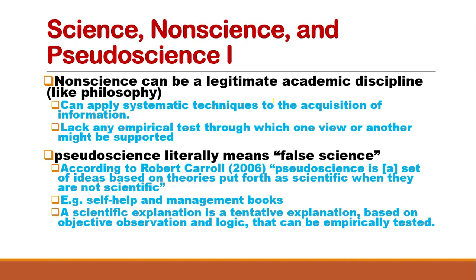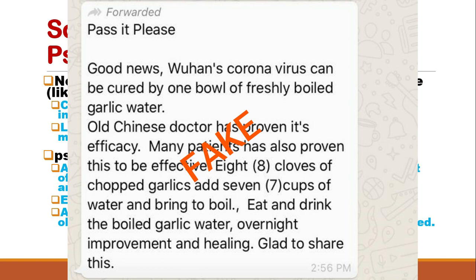However, if there is a study which uses a scientific research design to carry out the analysis of which approach is better, then we can say that this is a scientific explanation. A pseudoscience, on the other hand, literally means a false science. So, as we have discussed before regarding the myths of corona, you would appreciate that there is a lot of pseudoscience going around in society.